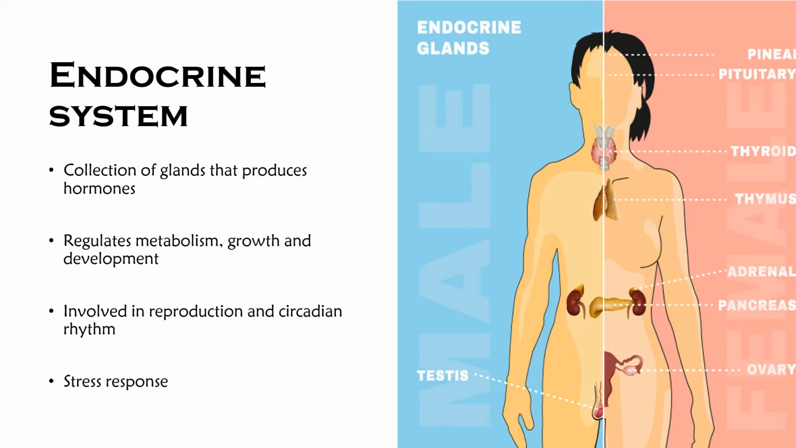Alright, so we're moving on to the endocrine system, which is just a collection of glands that produce hormones. The endocrine system is very important in maintaining processes such as homeostasis. It also regulates metabolism, growth, and development. It's also involved in reproduction and circadian rhythm and the very important stress response.